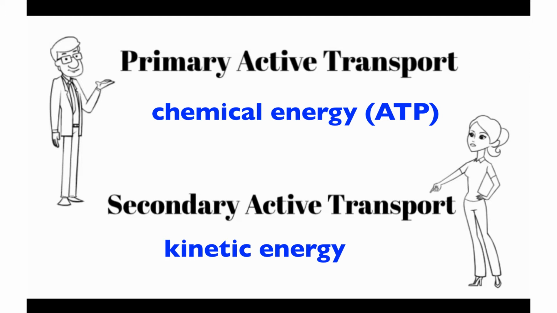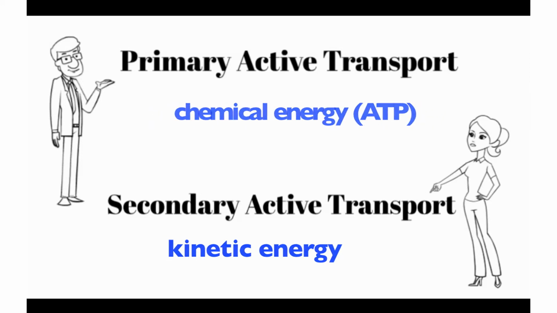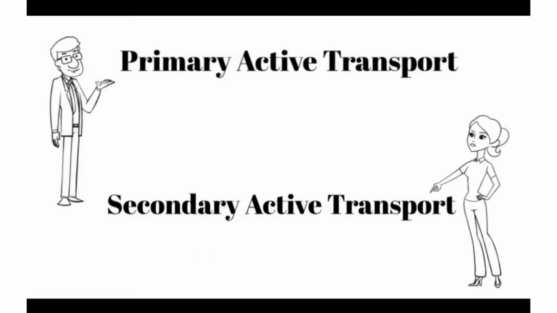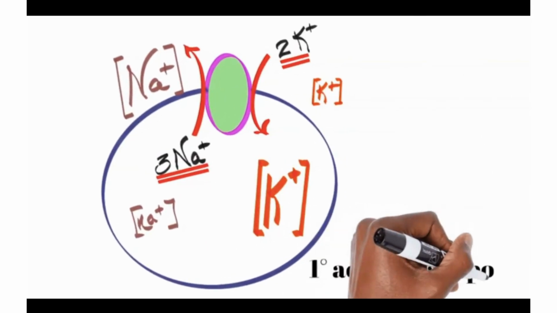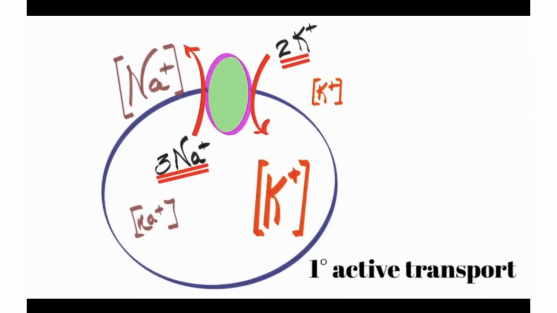Secondary active transport utilizes kinetic energy, whereas primary active transport utilizes ATP. The hydrolysis or breakdown of ATP will release energy, and that energy will be used to move things against their gradients. Primary and secondary active transports will move things against their gradients. Now let's take a look at the most common or popular of primary active transport that we will look at in this course, and that's the sodium-potassium pump that we see here.